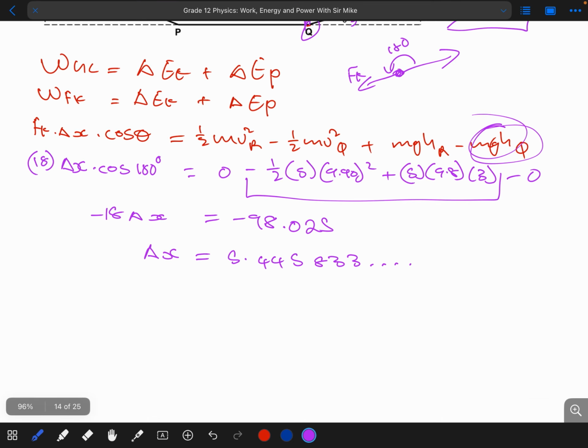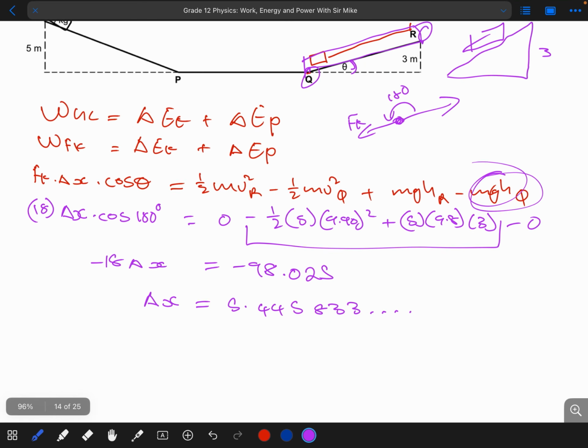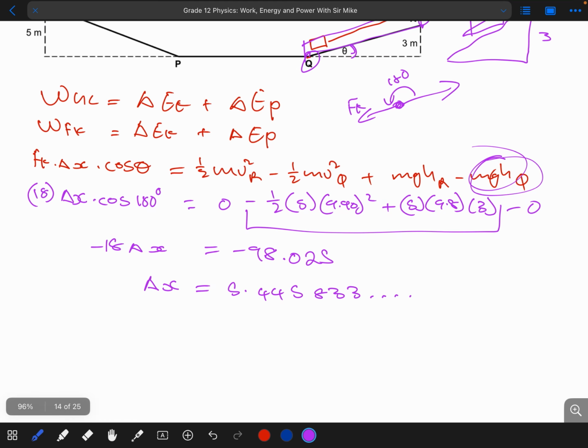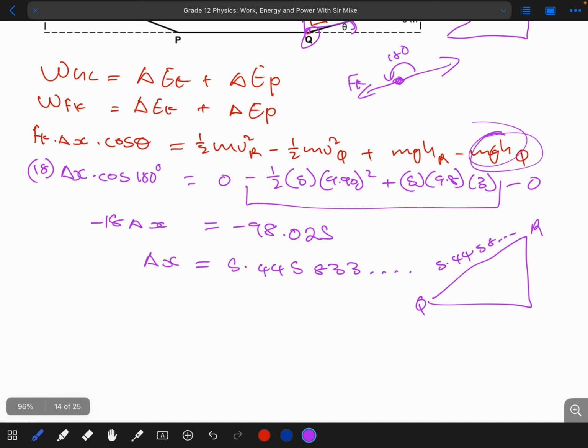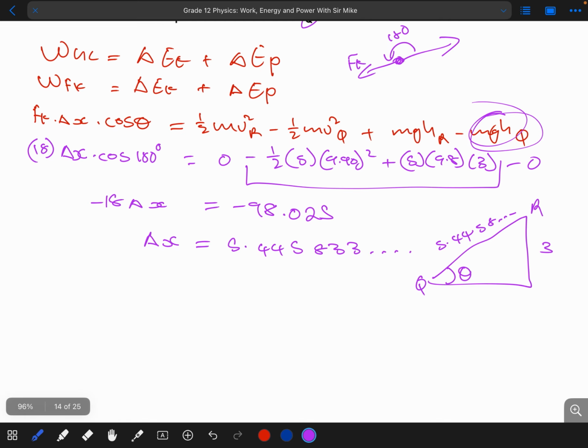So what we are going to do now is look at that triangle there. We have R there, and this is Q. Now we actually know this length, which is 5.4458 and so on, and we are looking for theta, and we have the opposite there to be 3. So we can use our trig ratios, specifically the sine trig ratio. Why? Because we have the opposite, and we also have the hypotenuse.